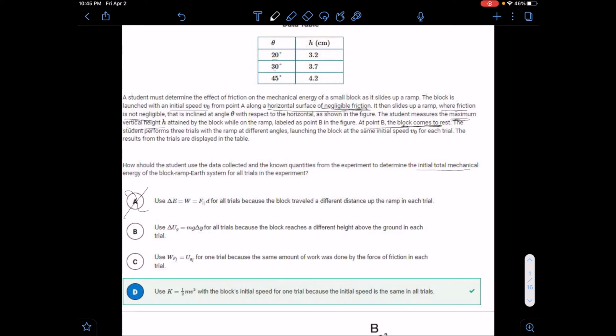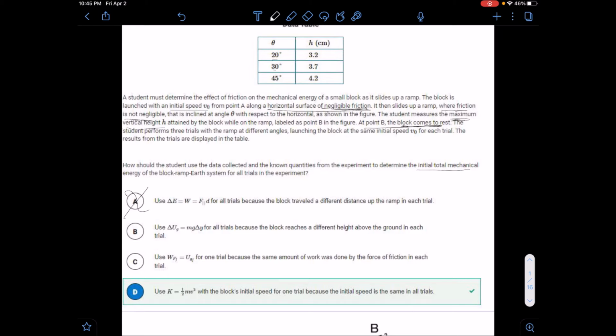For part B, use the gravitational potential energy is equal to mg times the change in y for all trials, because the block reaches a different height above the ground in each trial. So the first thing we can note is that this equation does not use enough information.